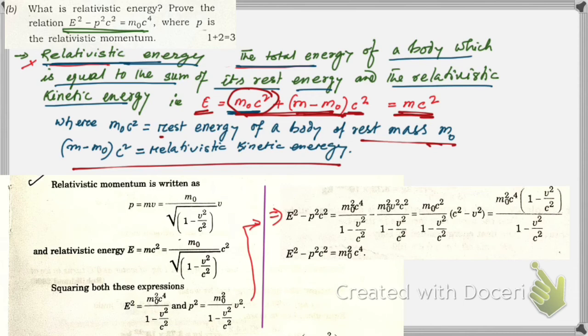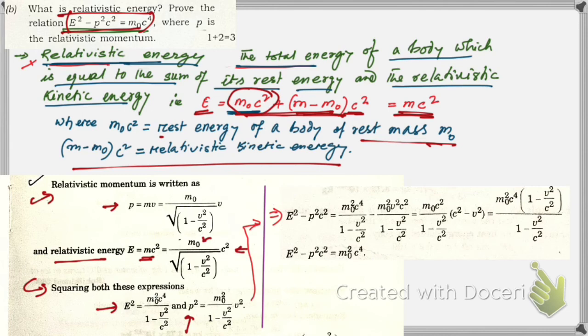Now let's come to the next part of this question. That means we need to prove this relation. Here you see relativistic momentum is given by this equation, and the relativistic energy E is equal to mc square, where m is m naught by root over 1 minus v square by c square, into c square. What we're going to do is square both of these expressions. So first find the energy E square, and here the square of momentum, p square.